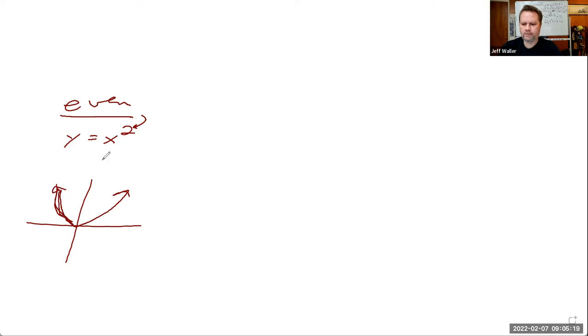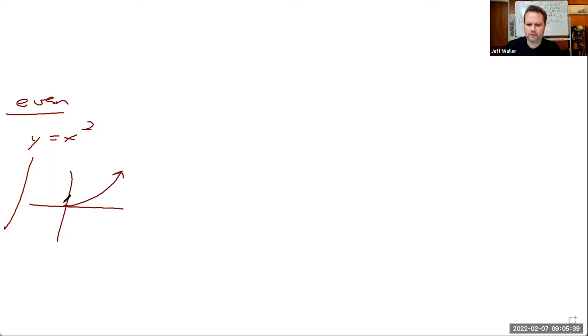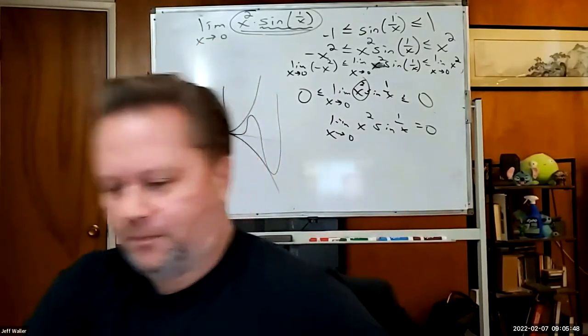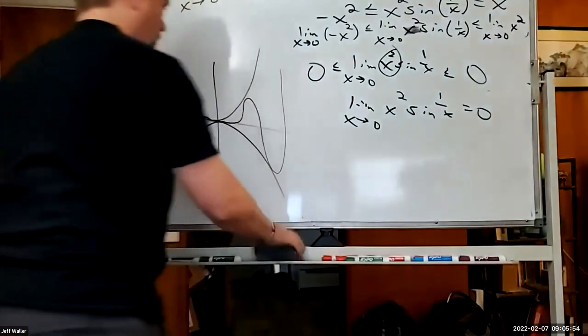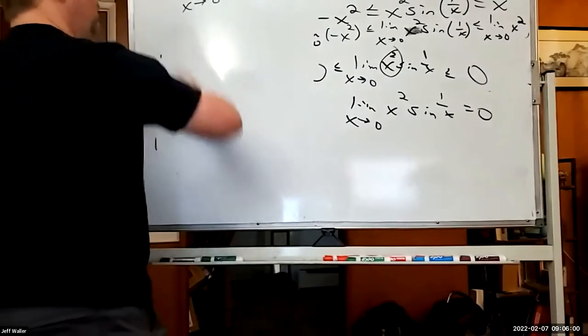Something has happened to this poor guy. Let me try this again. That is just pathetic, Jeff. All right, let me turn this around a little bit. All right, there we go. Even. So like y equals x squared. Okay, it's just the way it's going to be, Jeff. This is not going to stand. I'm going to go over there. Oh no. Okay. It's just going to be that way.